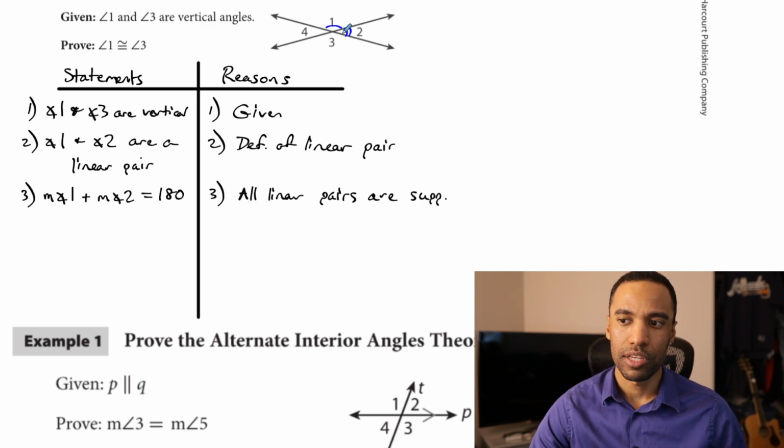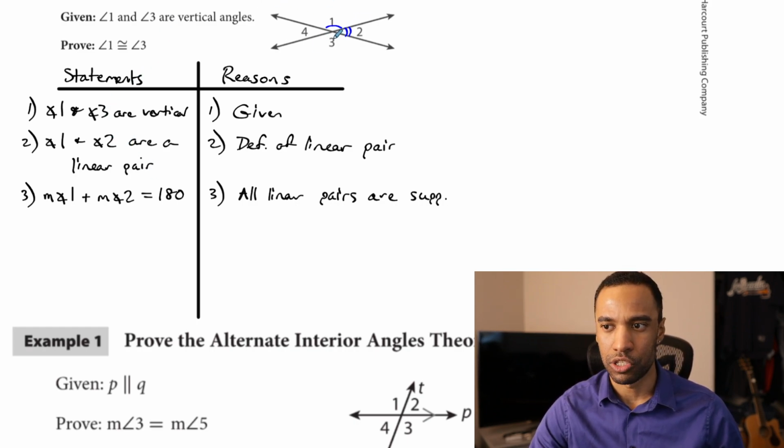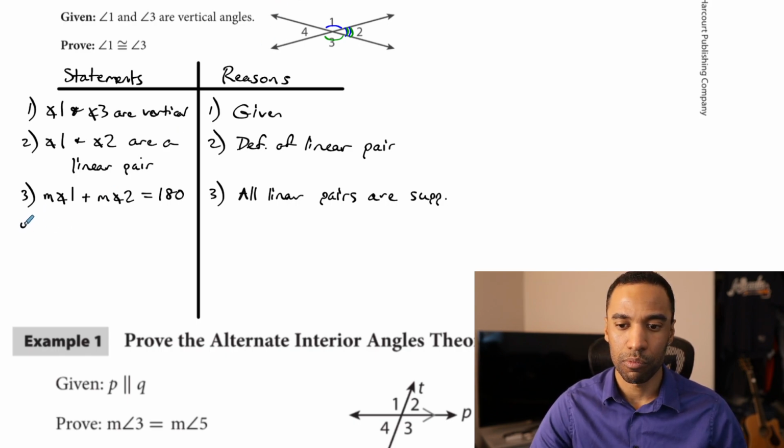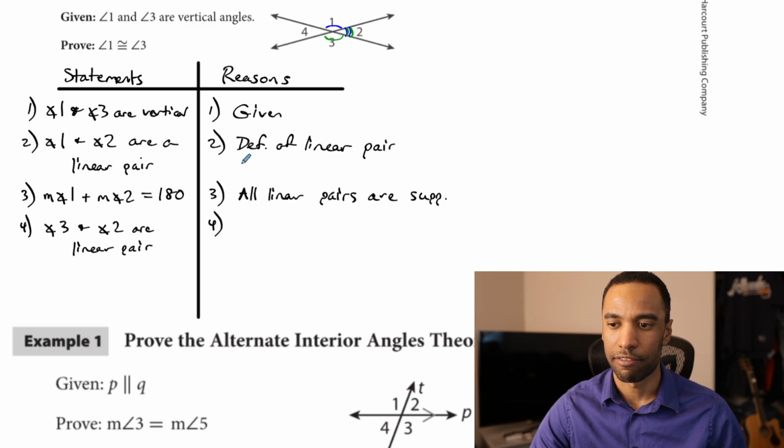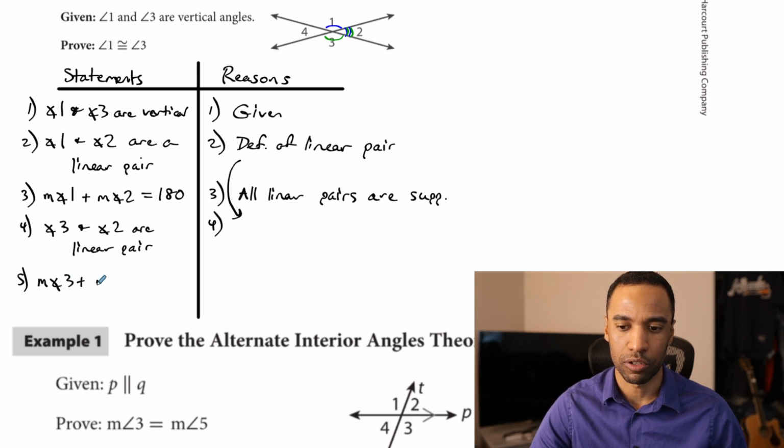Now, I'm going to echo these two things for angles 3 and 2. Angle 3 and angle 2 are also a linear pair right here, for the very same reasons as noted above. So I'll say angle 3 and angle 2 are a linear pair. I'm probably going to run out of room for this one, guys. So definition of linear pair here. That also then means that the measure of angle 3 plus the measure of angle 2 equals 180.